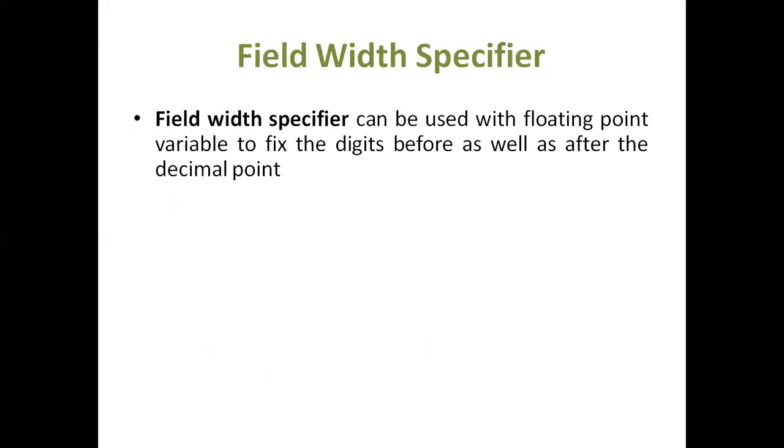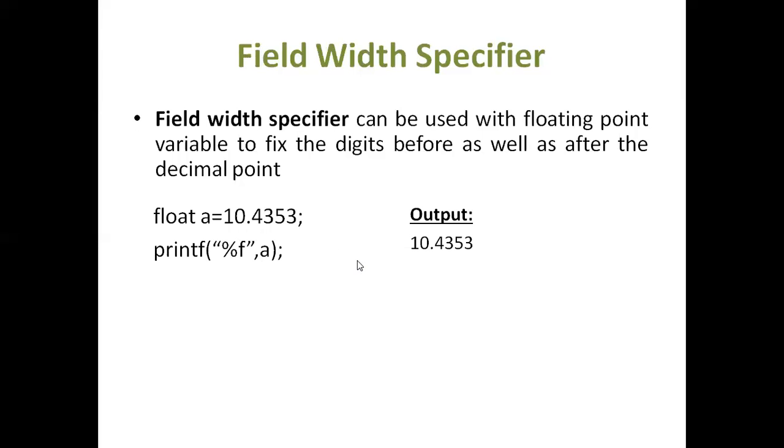Now the field width specifiers can also be used with floating point variables, like they are used with integers, to fix the digits before as well as after the decimal point. So in this example, you can see that there's a variable float a, and its value is 10.4353. Now we have written %f and we are printing the value of a. So you can see that the complete value of a is printed.